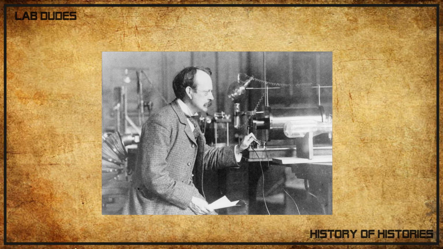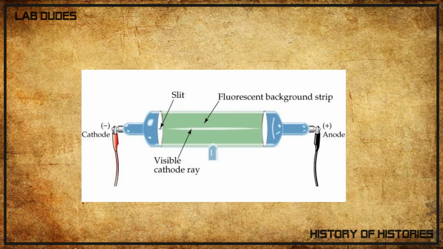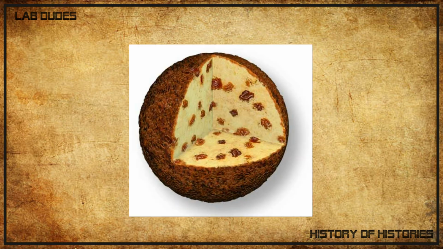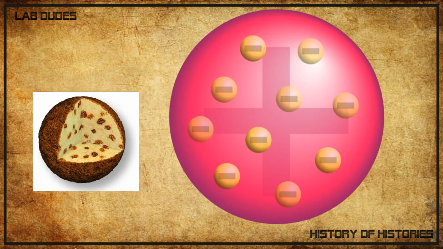In 1897, J.J. Thomson discovered the electron by experimenting with the cathode ray tube. He demonstrated that cathode rays were negatively charged. He proposed a model of the atom which he likened to plum pudding. The negatively charged electrons represented the raisins in the pudding and the dough contained the positive charge.